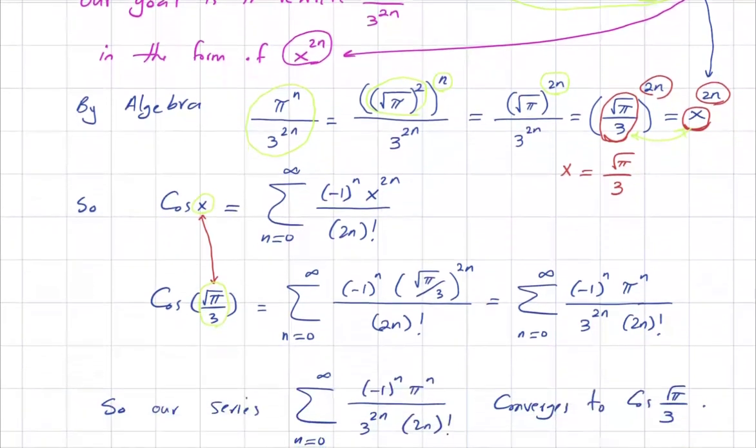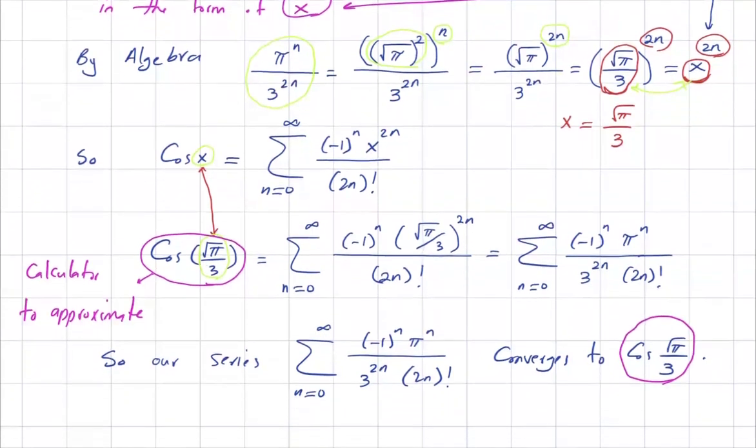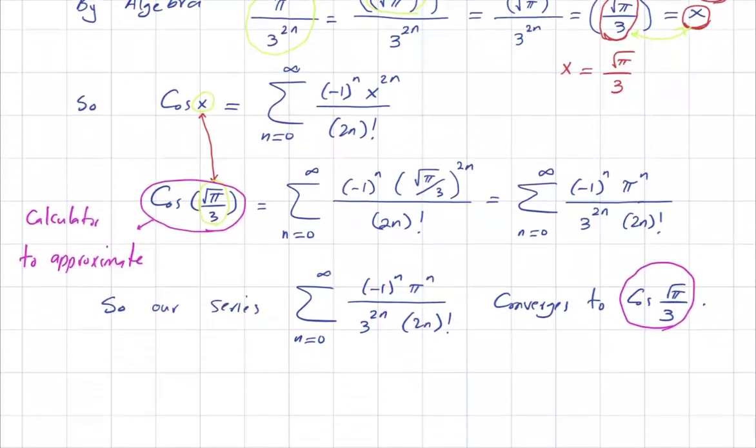Again, on the exam, if the question says, what is this sum? Approximate this sum. You're going to use a calculator and approximate this number. So our series is convergent to cosine of square root of pi divided by 3.